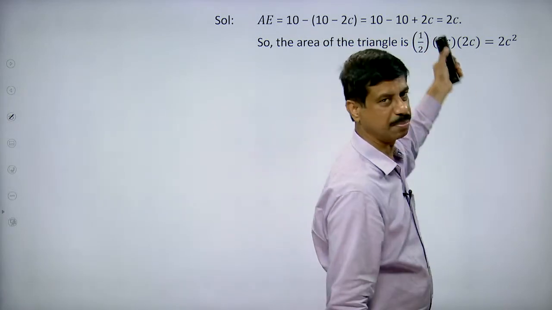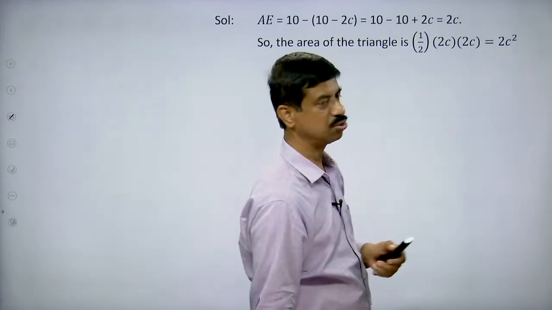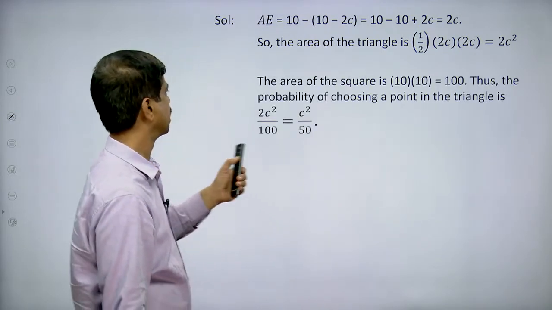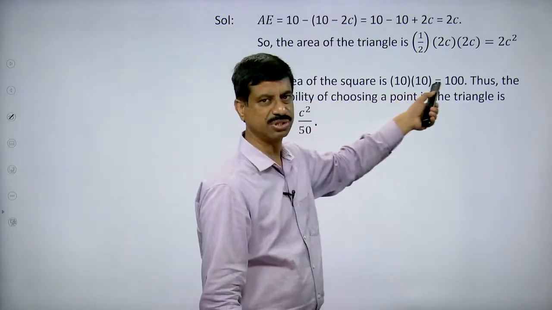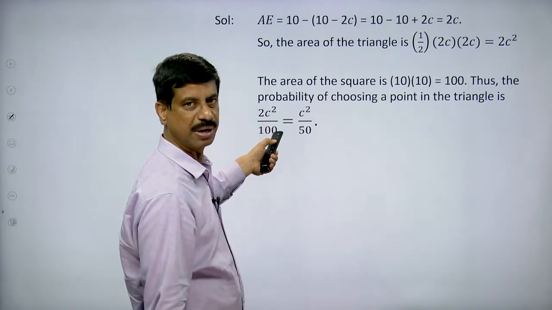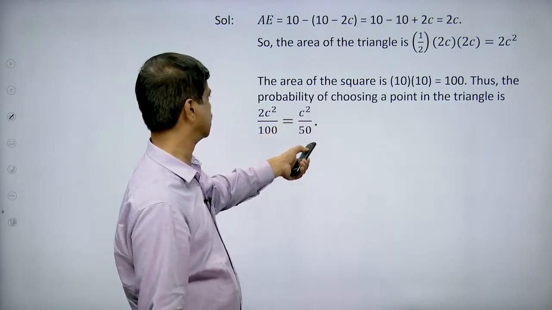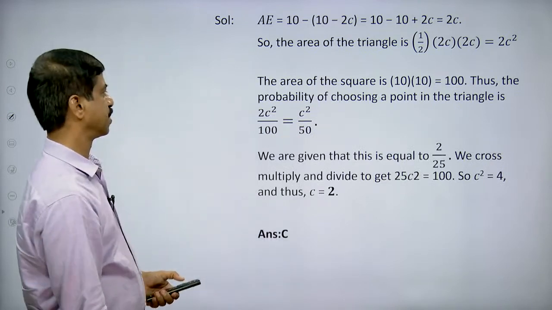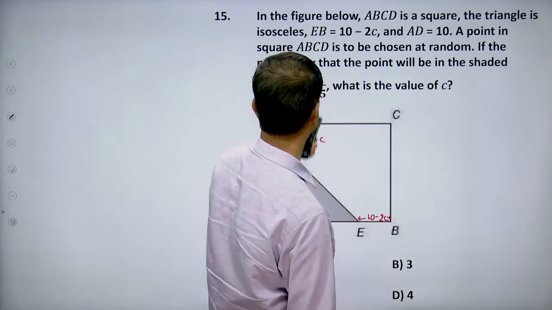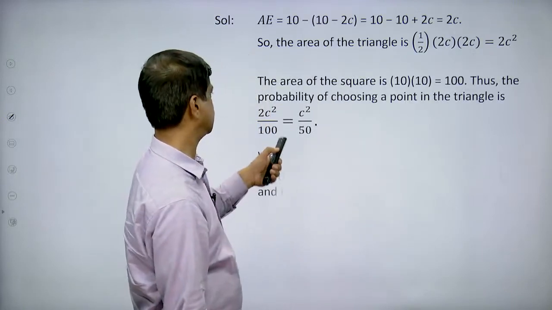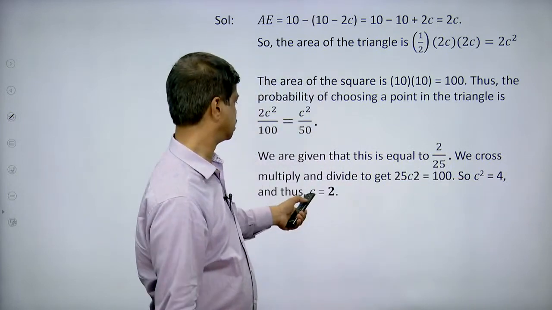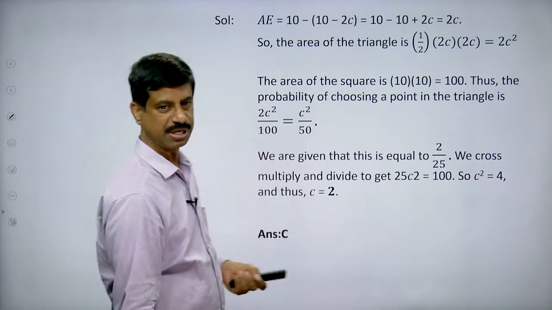Area of triangle is half into base into height. Base is 2C, height is 2C, which is 2C square. Now area of square is what? Side into side. 10 into 10 is 100. So it is area of triangle by area of square, which is C square by 50. Again, we are given that this is equal to 2 by 5. Did he give 2 by 5? Yes, 2 by 5 he gave. So C square by 50 is 2 by 5. So C square equal to 20. So C equal to 2. Right, children? Please note it fast, quick.